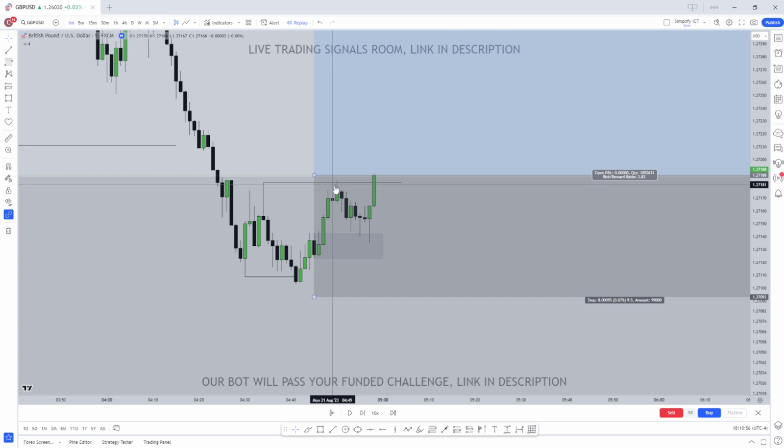As you can see, price failed to break this high right here, but it did tap into this order block area. Then when we got this confirmation over here and we saw this market structure shift with displacement above this high, this was when I sent out the trade to the signals room, and this is when I actually took the entry right here.